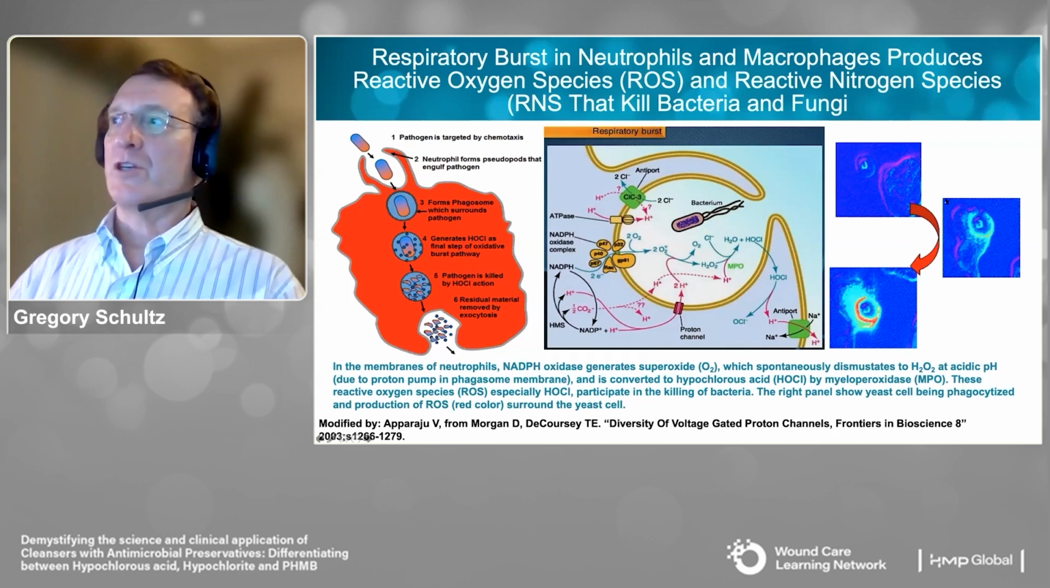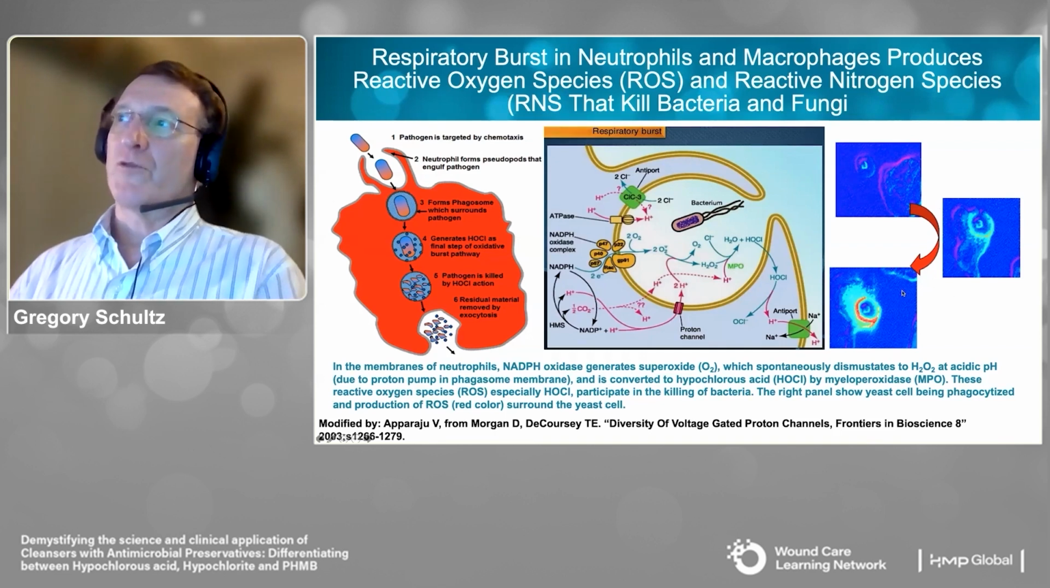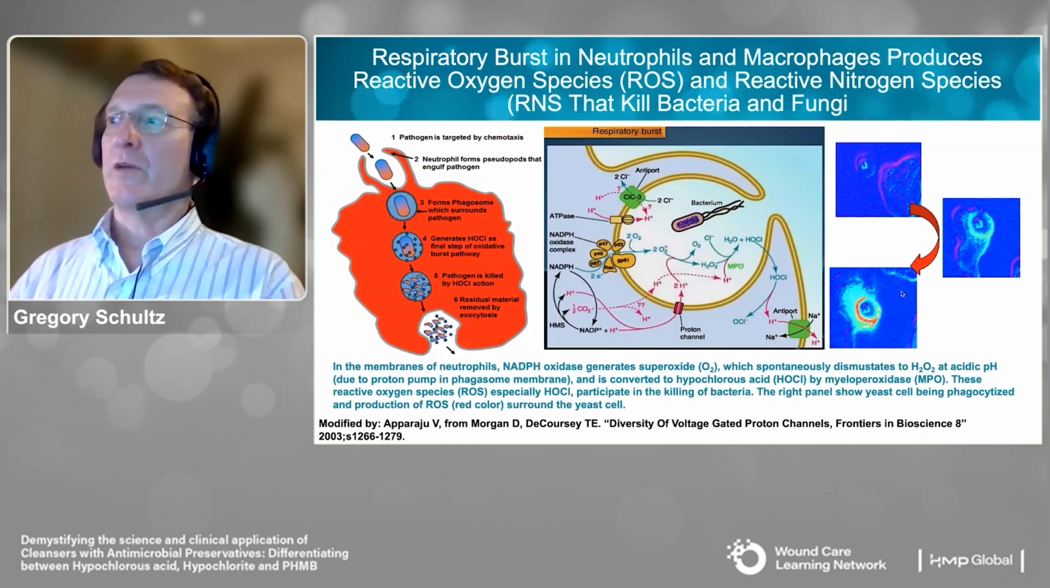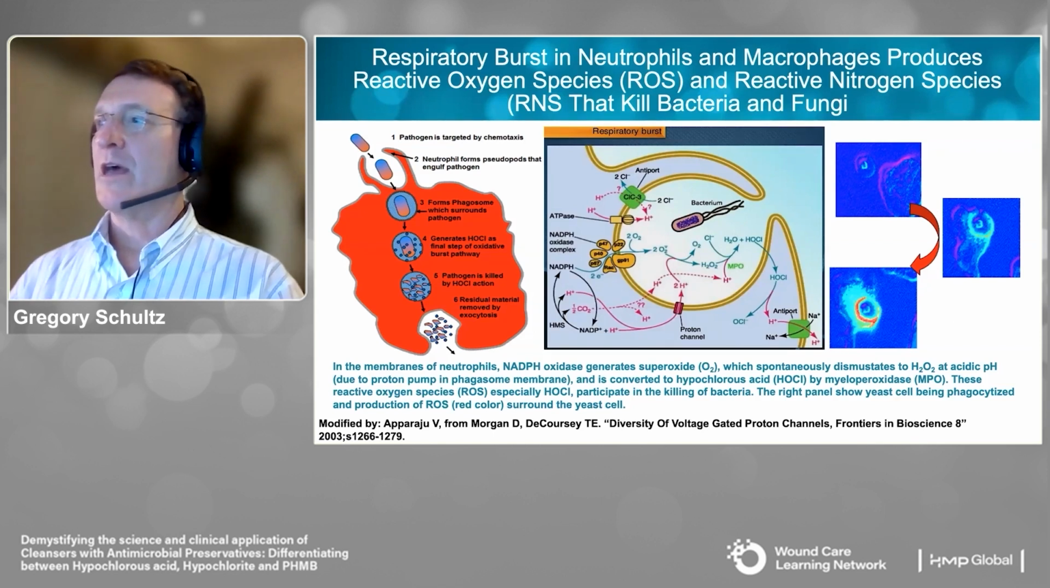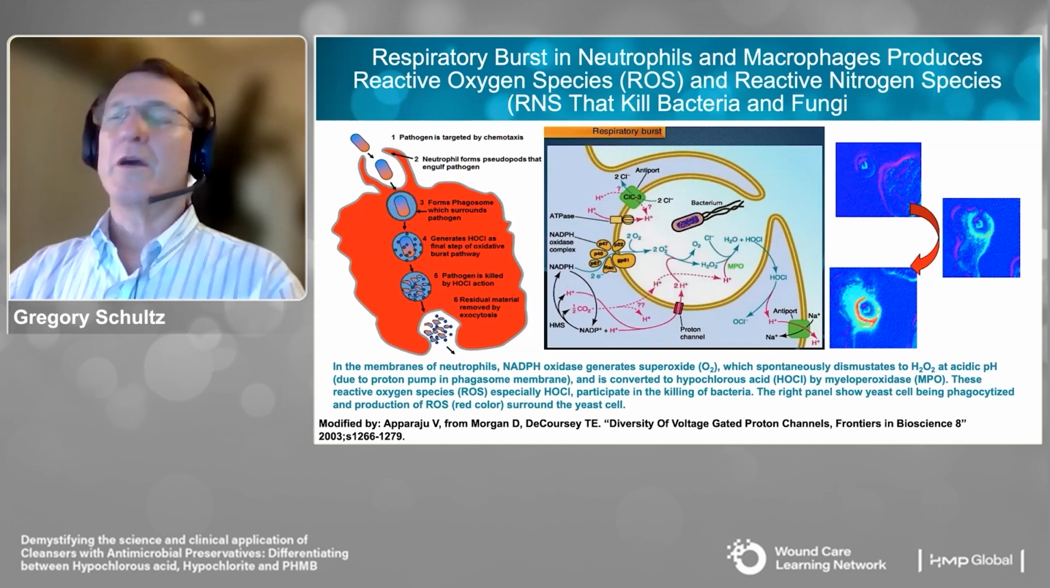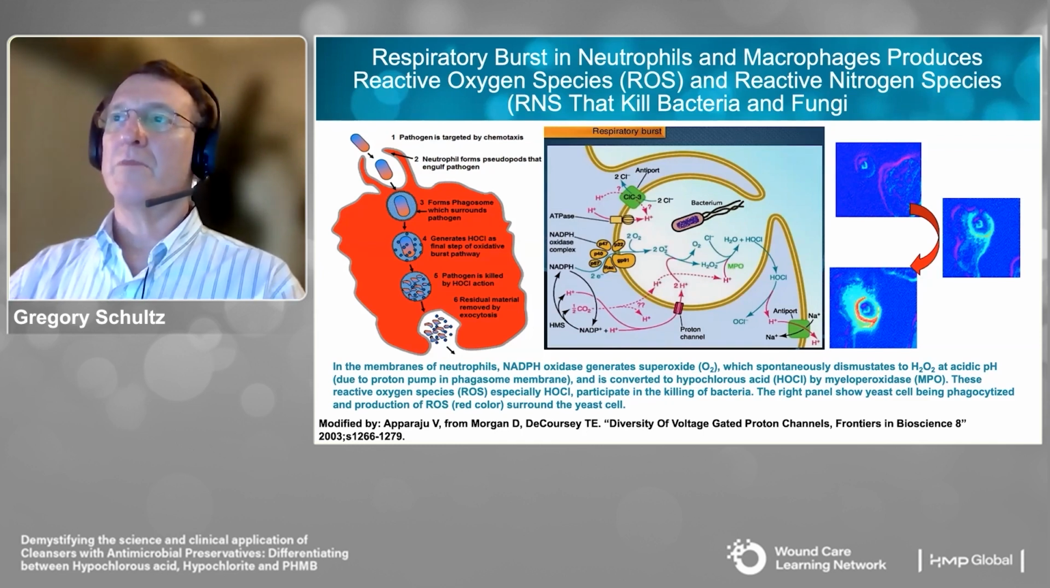Now, this happens extremely rapidly, as shown in the right-hand panel, where a neutrophil is engulfing a yeast cell, and within minutes, the false color staining indicates the amount of reactive oxygen species that's being generated in the endocytic vesicle that has phagocytized the bacterium.